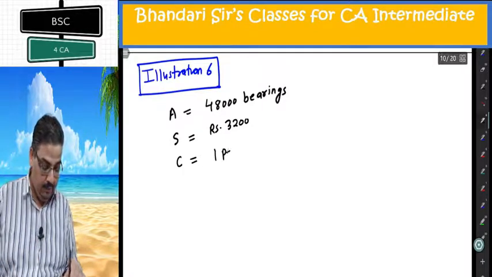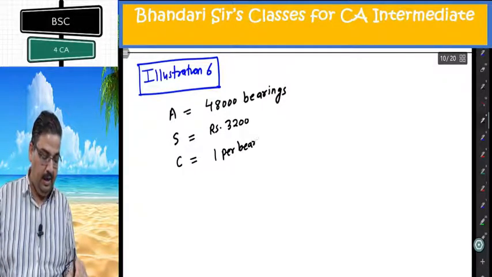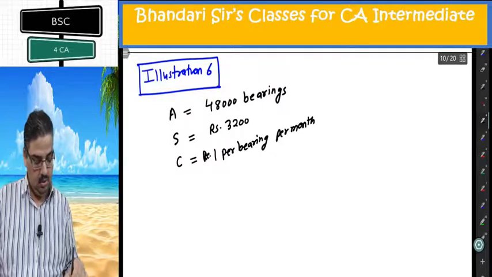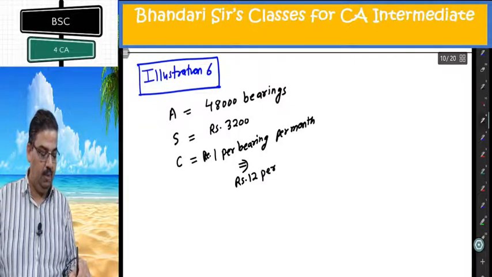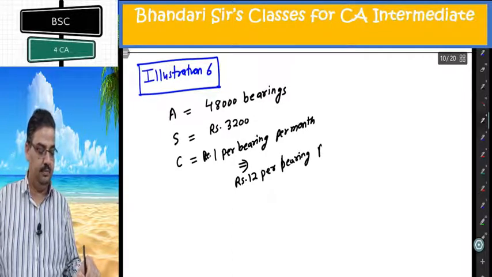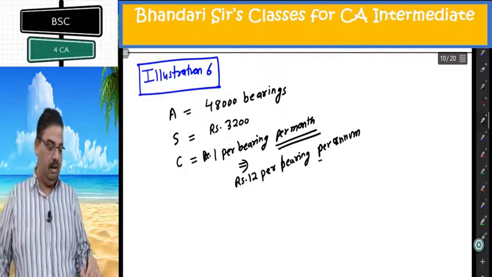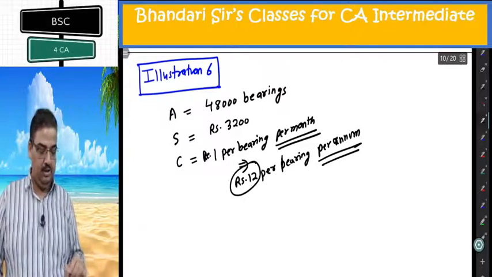1 per bearing per month implies rupees 12 per bearing per annum. I need per annum. This is important. It was given per month. I want per annum. That is why it is rupees 12.